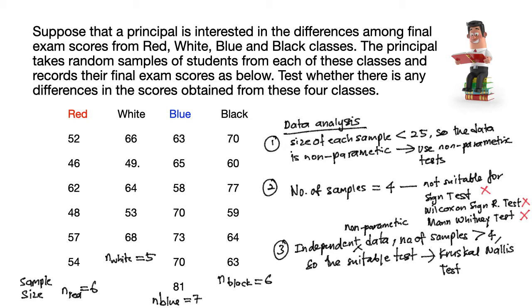Now let's have a look at the number of samples. There are 4 samples, and you can see from the nature of the data here, the samples are independent. So it means that it stands by its own. So having more than 2 samples and of independent data, the suitable test to be used in this case is Kruskal Wallis test. So in this problem, we are going to use Kruskal Wallis test in order to solve the differences between all of these 4 classes.